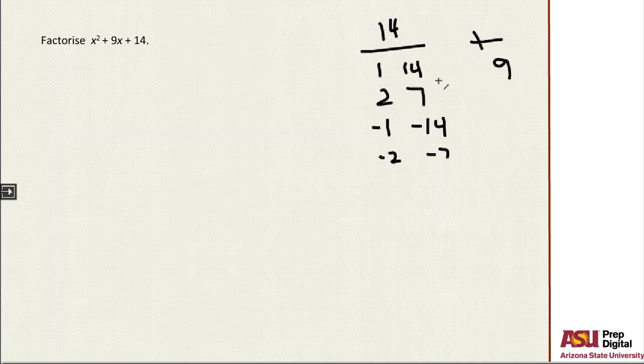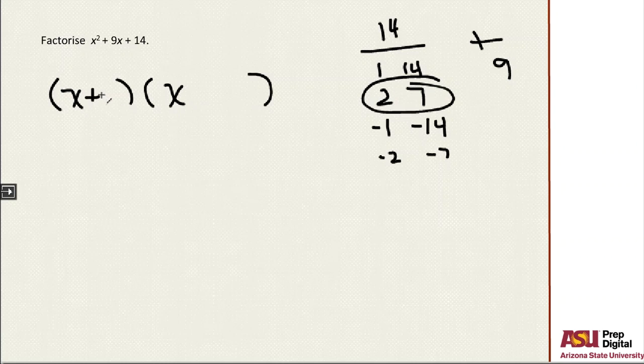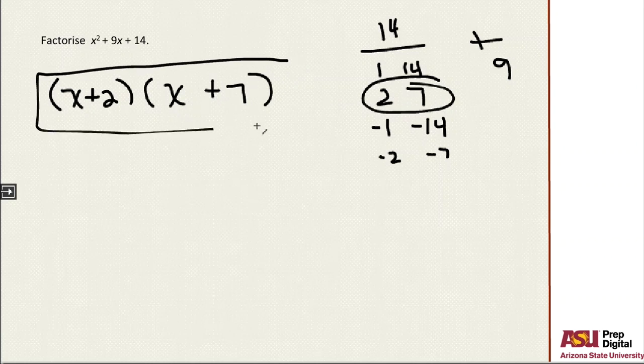And if I look, there's this one option right here. 2 plus 7 equals 9. And so I'm going to write my factored form. Now these are both positive numbers, so it's going to be x plus 2 and x plus 7. And that's it. That's my factored form.